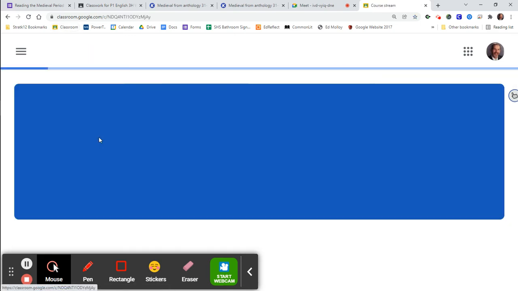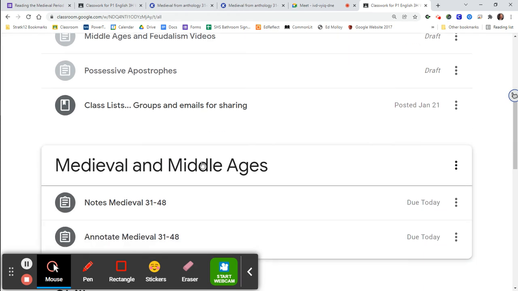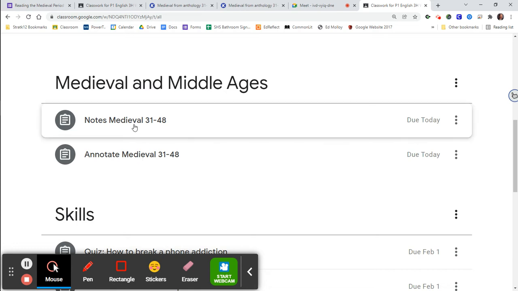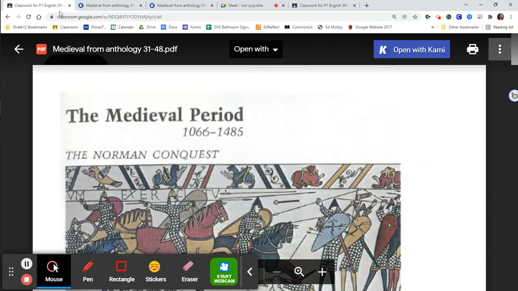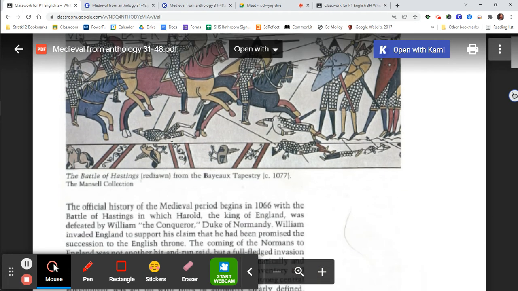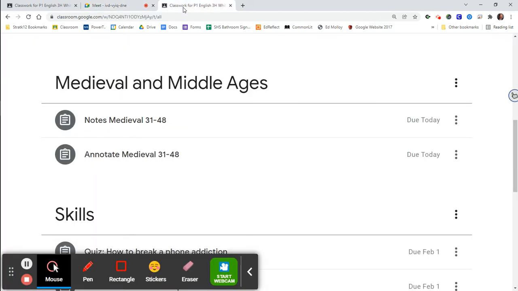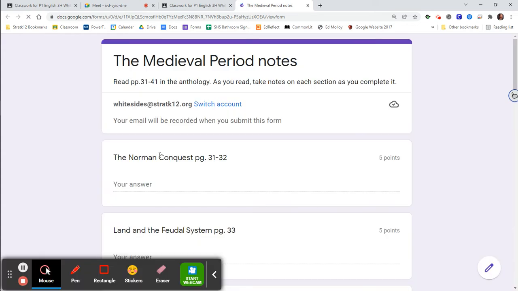Go to the classwork tab. You'll notice that it has two files, the one that you annotate and the one that you take notes on. So open them both up. One's going to end up looking like this. That's the Anthology. The other one's going to look like that.